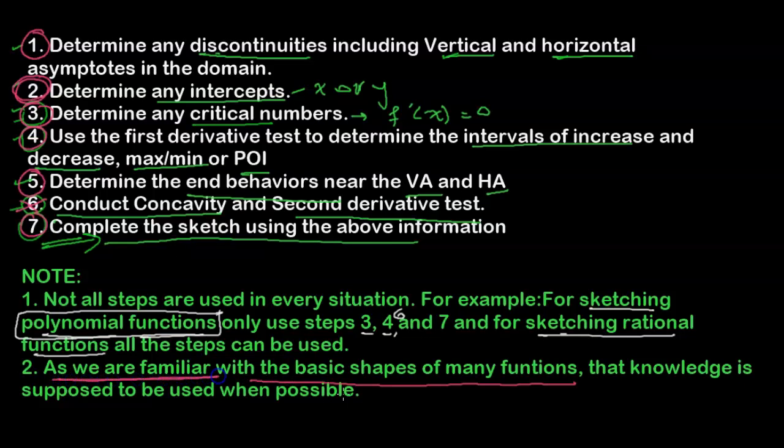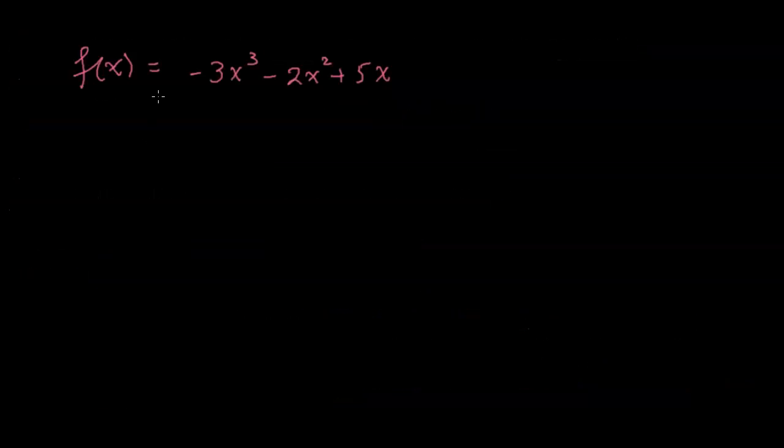Since we are familiar with the basic shapes of many functions that we have learned in advanced functions, which is the prereq of this course, we can always use that knowledge towards sketching the best possible curve of the given function. In this lesson, we would discuss how we can use the algorithm to make the sketch of a polynomial function. Let's say we're given a function f(x) is equal to negative 3x cubed minus 2x squared plus 5x, and we're supposed to use the algorithm to sketch this function.